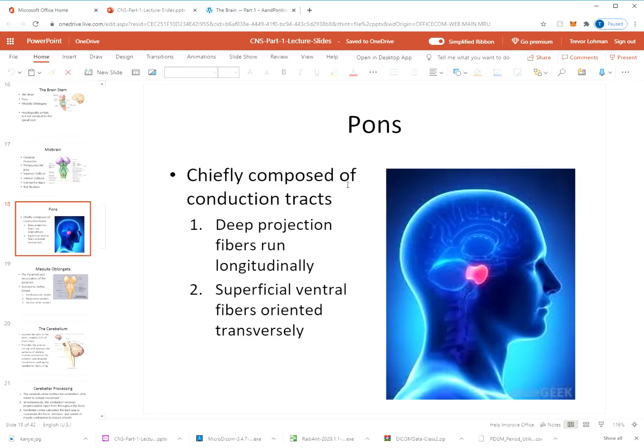So let's keep going. The pons is composed primarily of conduction tracts. You have vertical or longitudinal tracts, and then you have transverse tracts. So the transverse tracts go back to the cerebellum. The cerebellar peduncles you saw on the last slide are a part of this, and then you have projection fibers that run from higher brain centers down to the spinal cord through the pons. Those are running longitudinally.